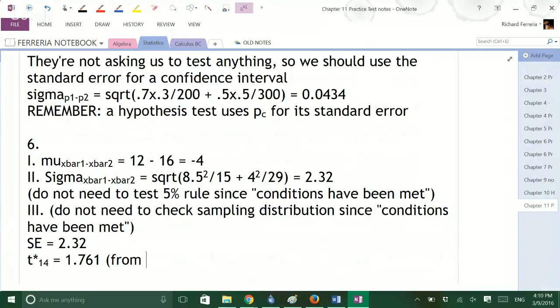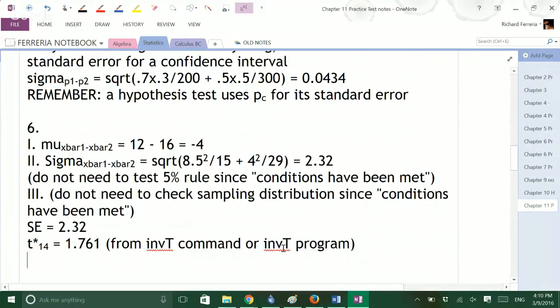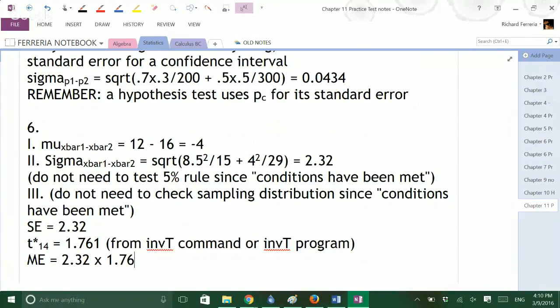And that's from the inverse T command or the inverse T program. Margin of error is going to be 2.32 times 1.761, or 0.86.